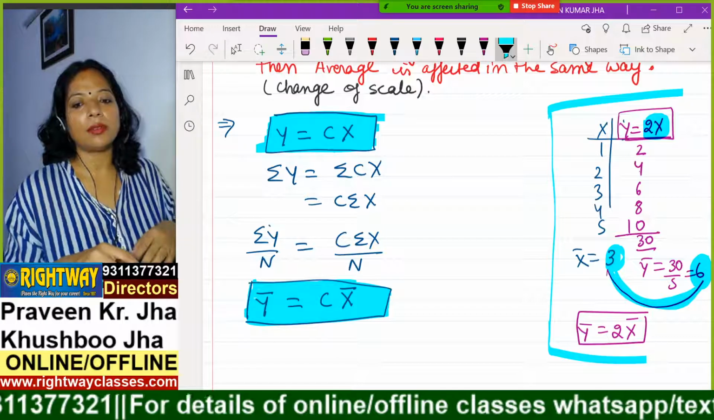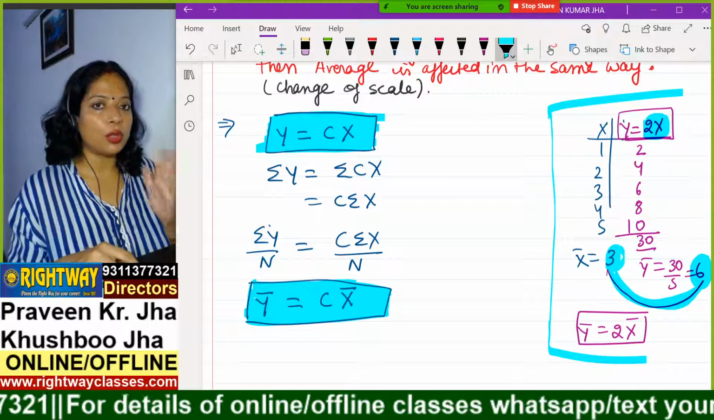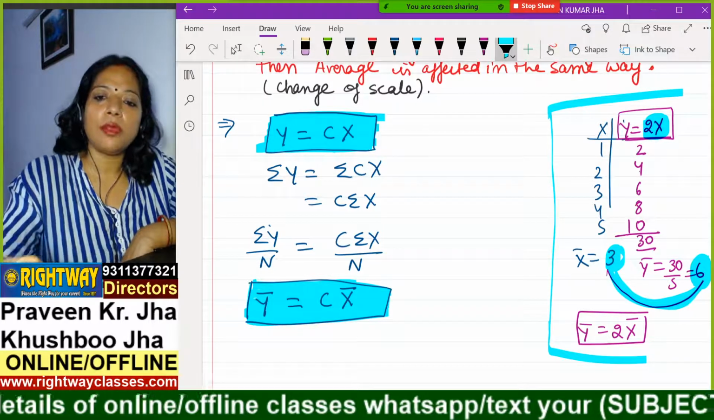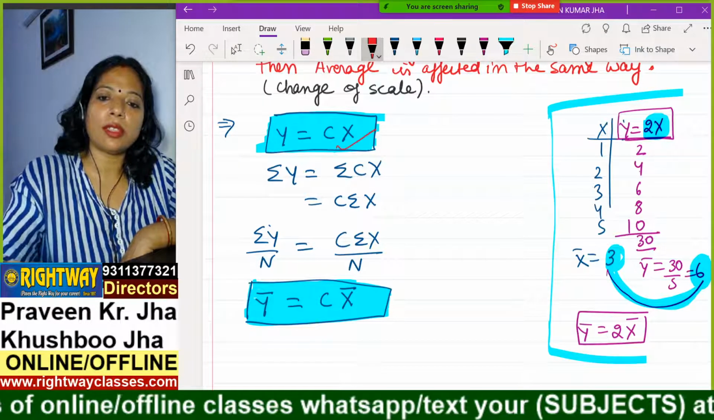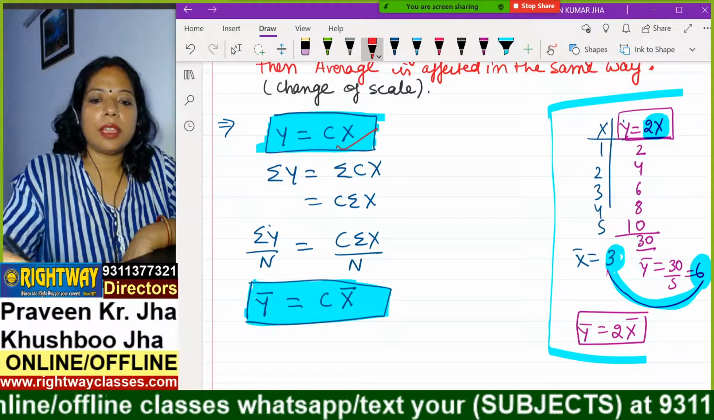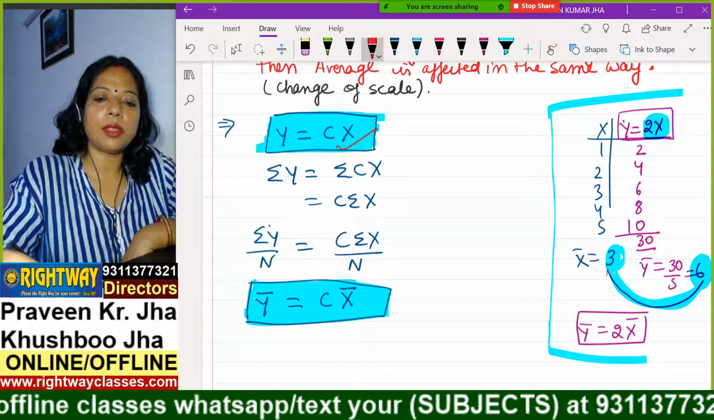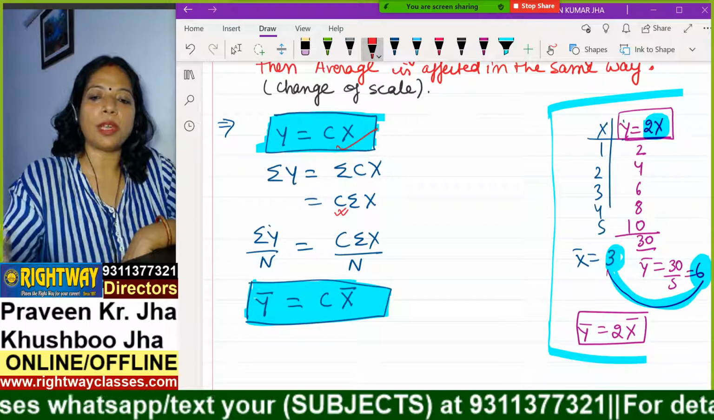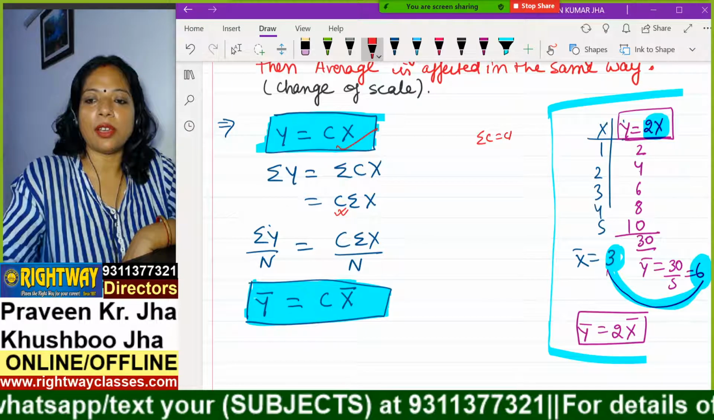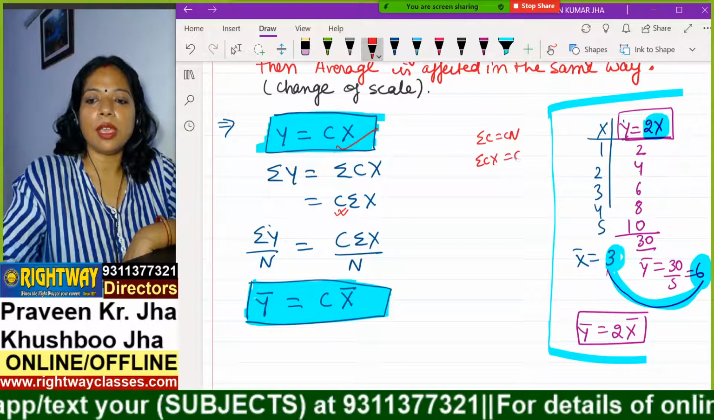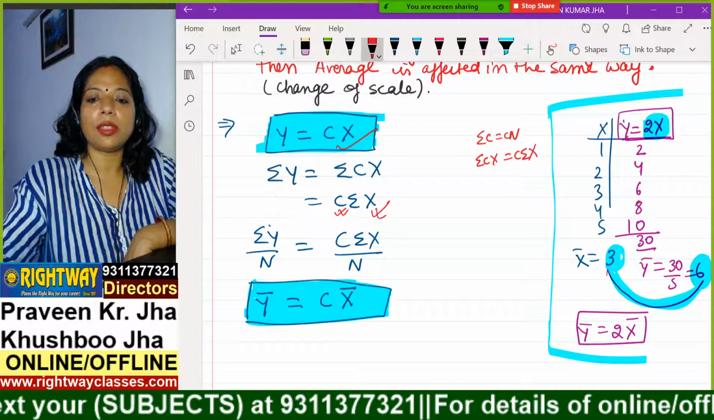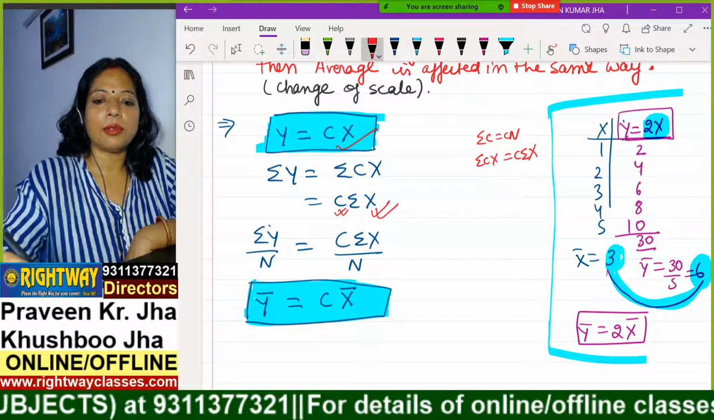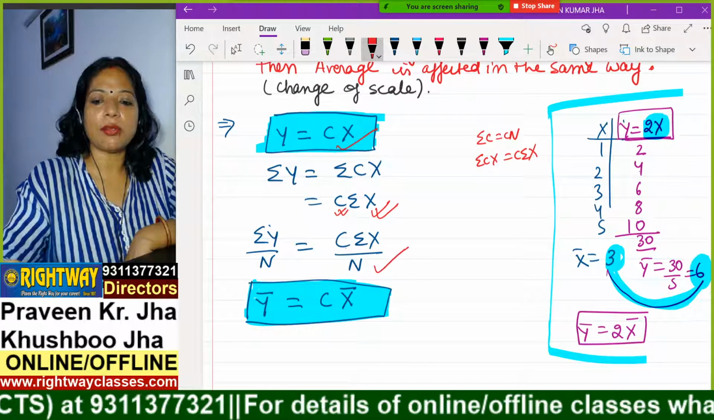Is it okay? Do you want to do the proof once more? Proof also. So see here, proof. Let y equal cx. Taking summation on both sides, it will be summation y, and here c we can take out. This is the property. There are two properties that you have to learn this way, and c summation x. So this is c summation x, and we are dividing by n. So summation y by n is equal to c summation x by n.